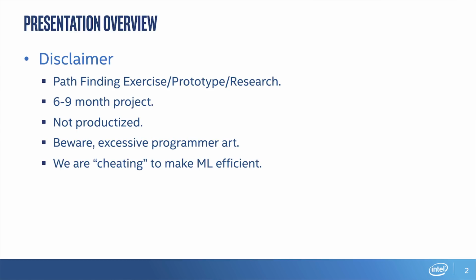And so what I'll show you is some prototype hardware and some research, and it extended over the course of 6 to 9 months. The work that is being covered isn't productized, and I have to warn you, there is excessive use of programmer art. So if we've got any art critics in here, really close your eyes. There are also some technical cheats that we're doing to make machine learning very efficient, and I'll go into more detail about those, but really they're a great advantage that should be taken, and I'll talk more about them as we get into the talk.